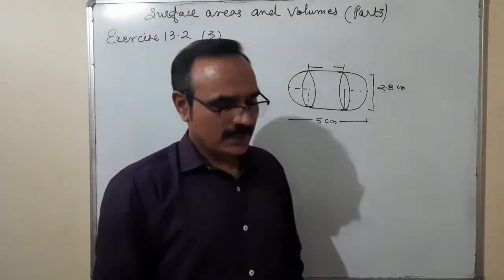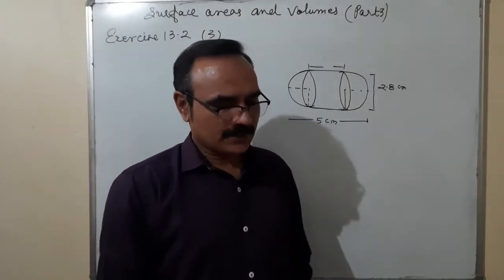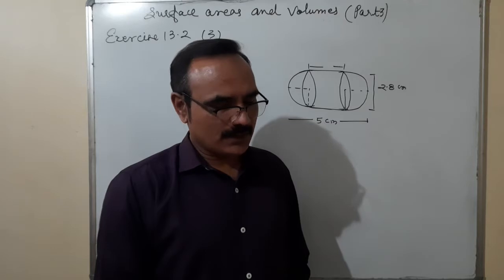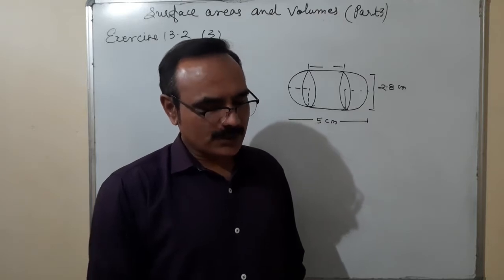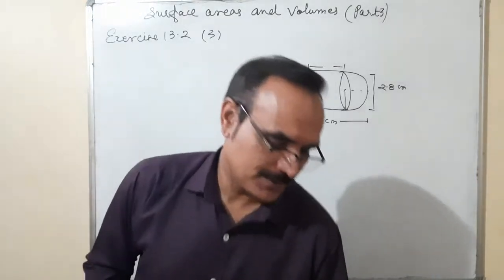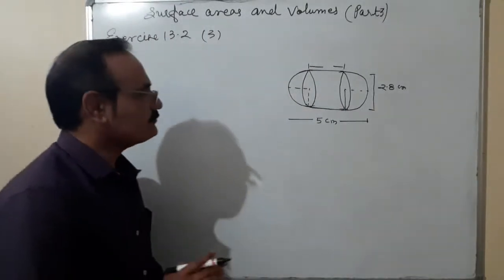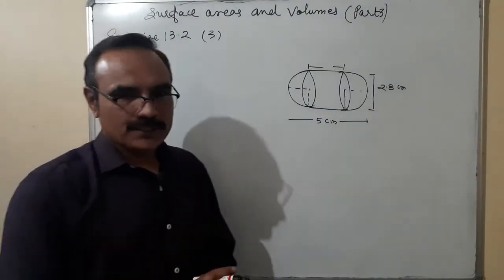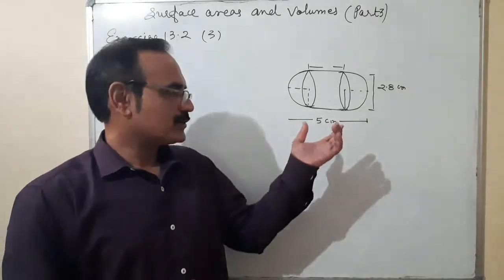45 gulab jamuns containing sugar syrup about 30%. Find approximately how much syrup would be found in 45 gulab jamuns. Okay, so by the way, the question is, I hope you have understood.